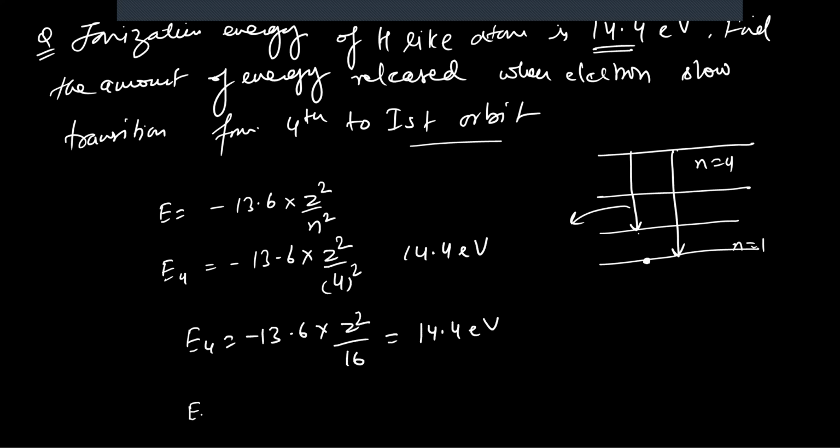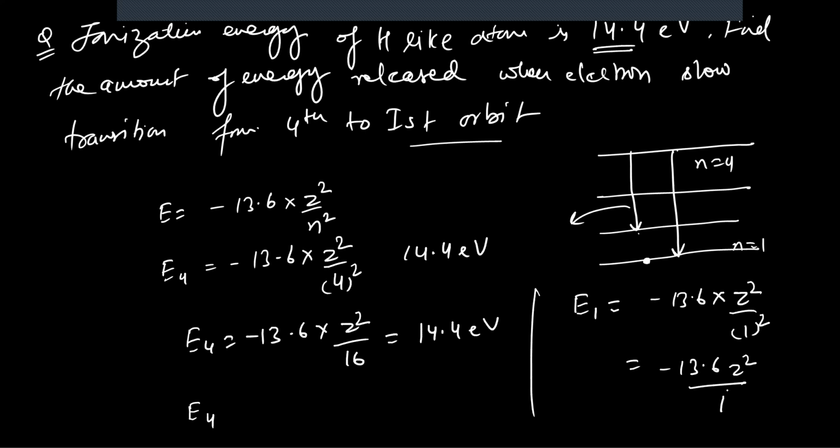Energy. And here, the energy of the first shell will be minus 13.6 into Z square upon 1 square. So you will get minus 13.6 Z square upon 1. Got it? Here we see that this value is E1. This value is given to you. This is the energy of the first shell. Are you getting this one, Noah? Are you understanding this one?